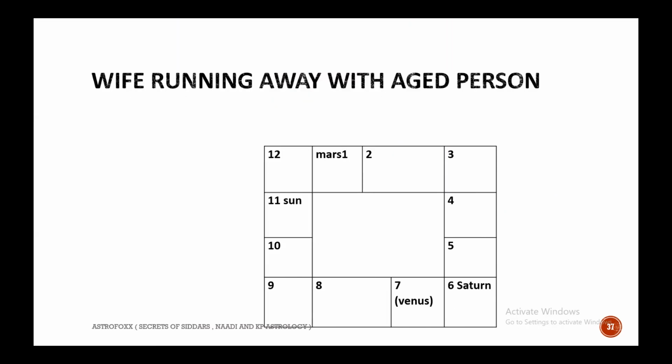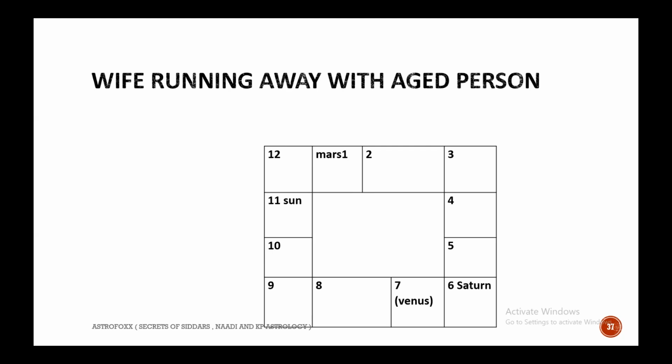Wife running away with an aged person. From Venus, this Mars is in the 7th house. Now Saturn is in another house, Sun is in the other house. So Venus to Mars there is a Samasaptama relationship, a good one. Venus in one house, Mars in another.